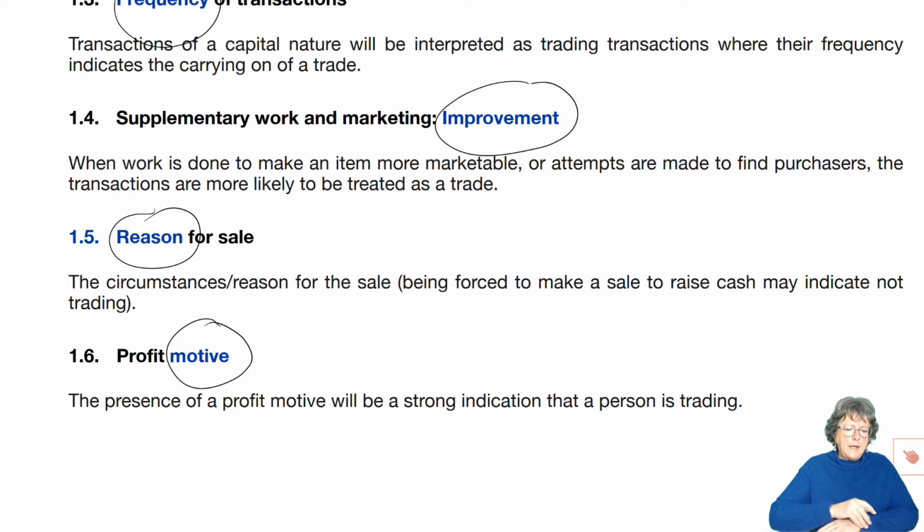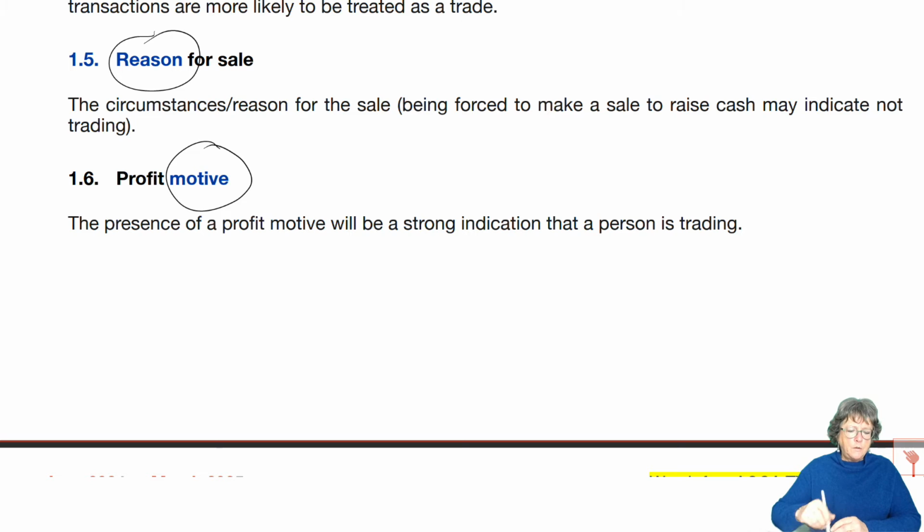I, have you done some improvement? It calls it supplementary work or marketing. So when work is done to make an item more marketable, or you're attempting to find purchasers, it's more likely to be a trade. That's obvious common sense. And you do have to put some common sense into this once you've learned S-O-F-I-R-M. R, the reason for sale. Was it being forced to raise cash, or are you doing it to make profit? And again, that works with this one. What is your motive?